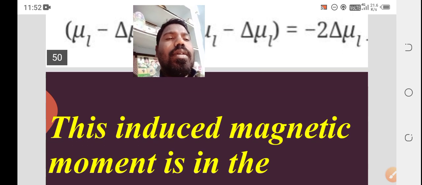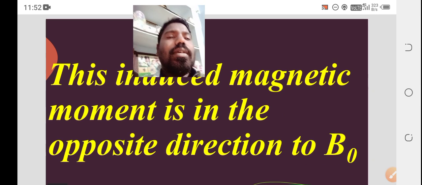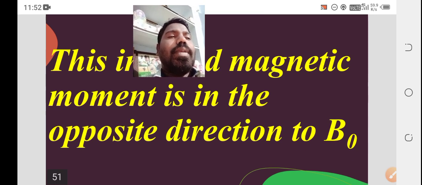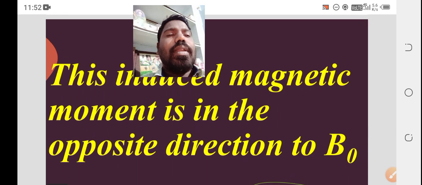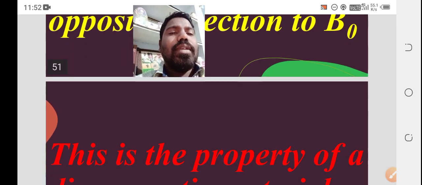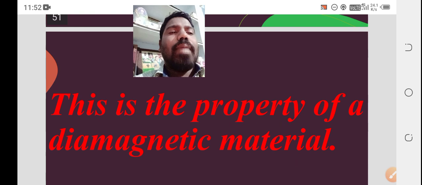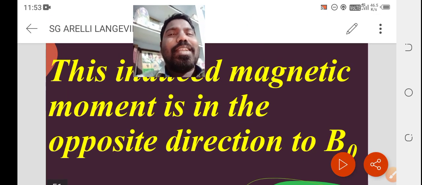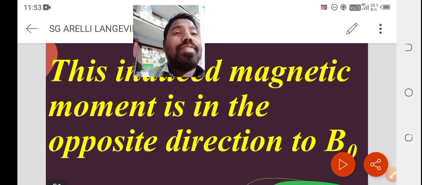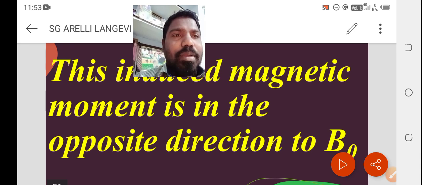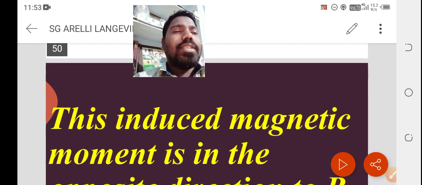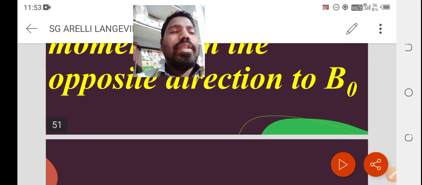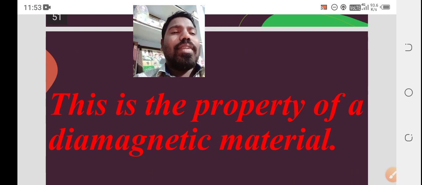This induced magnetic moment is in the opposite direction to the B naught. So here you are getting the minus symbol. This is the property of a magnetic material. We already know what a diamagnetic material is: a diamagnetic material is feebly or weakly repelled by an external magnetic field, that means in the opposite direction. So the minus symbol indicates the opposite direction to B naught, and this can be considered a property of diamagnetic material.